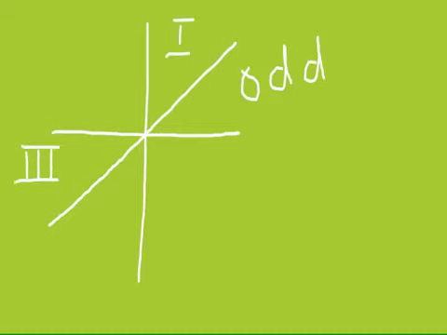Some other examples are a straight line that runs through the origin, which is considered an odd function because there's symmetry between quadrant 1 and quadrant 3. Also, if you have a function that looks like this, that is symmetrical, again, across the y-axis, that would be even.